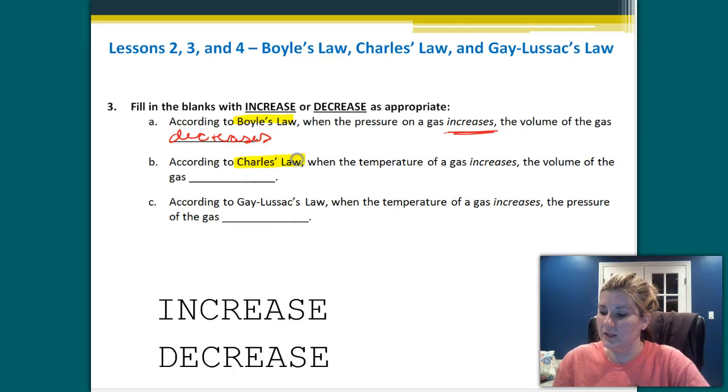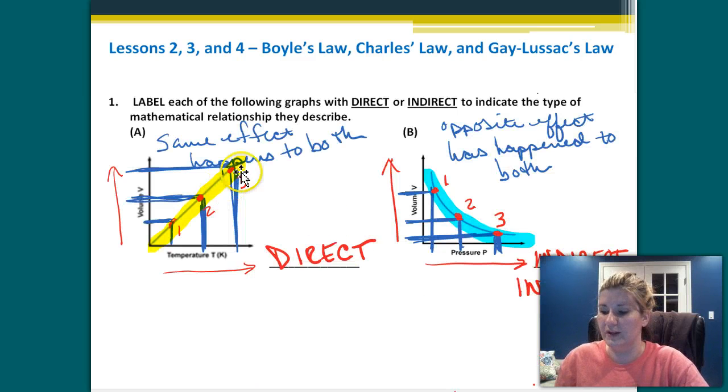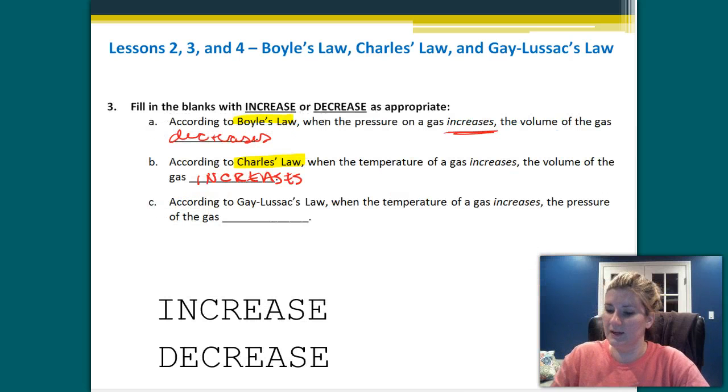In B, it says, according to Charles' law, when the temperature of a gas increases, the volume of a gas also increases. Because it's a direct relationship between volume and temperature, we have this straight line effect, whereas one goes up, so does the other one. And that's the same situation as we have in Gay-Lussac's law.